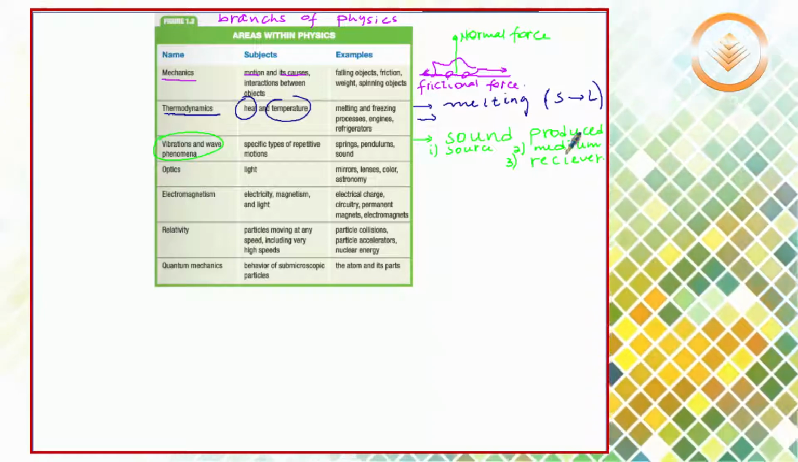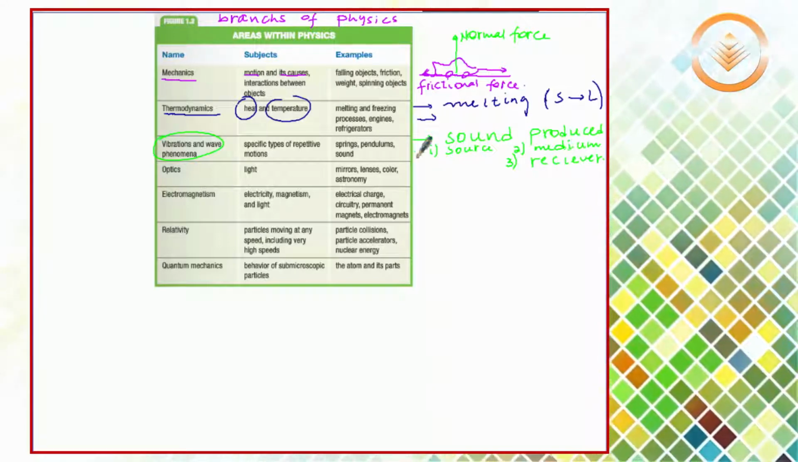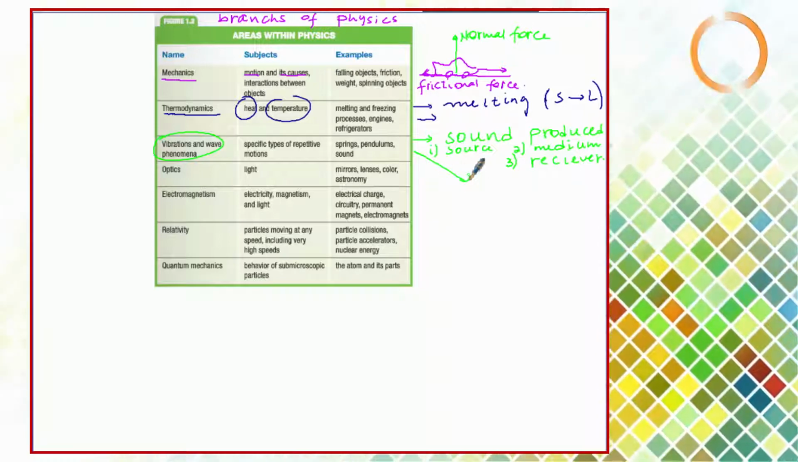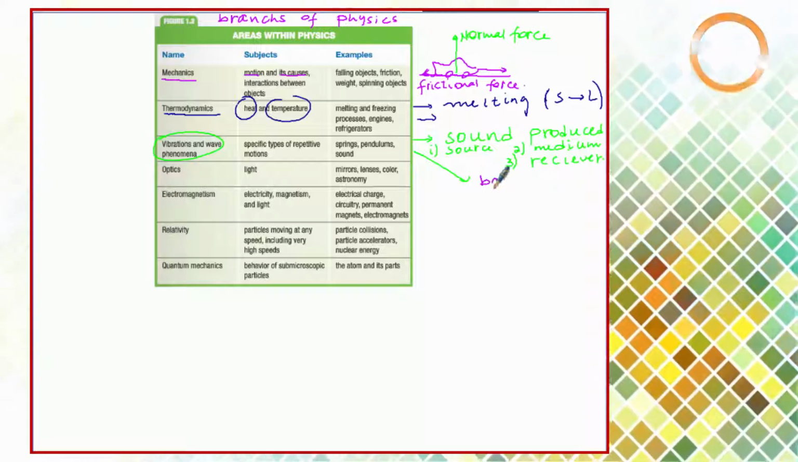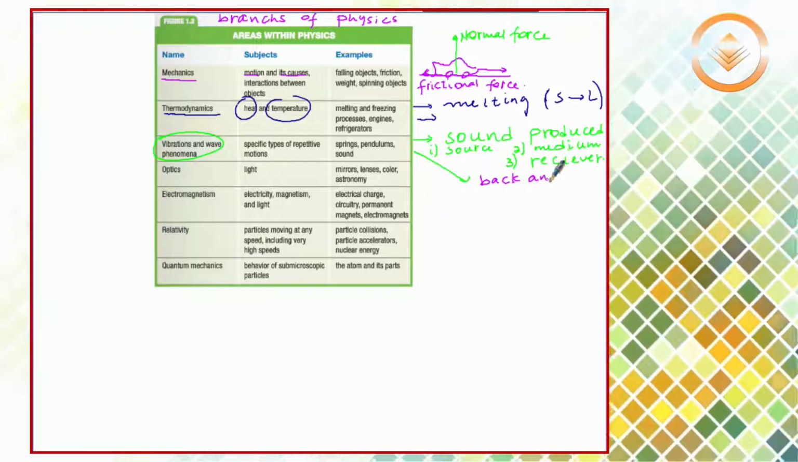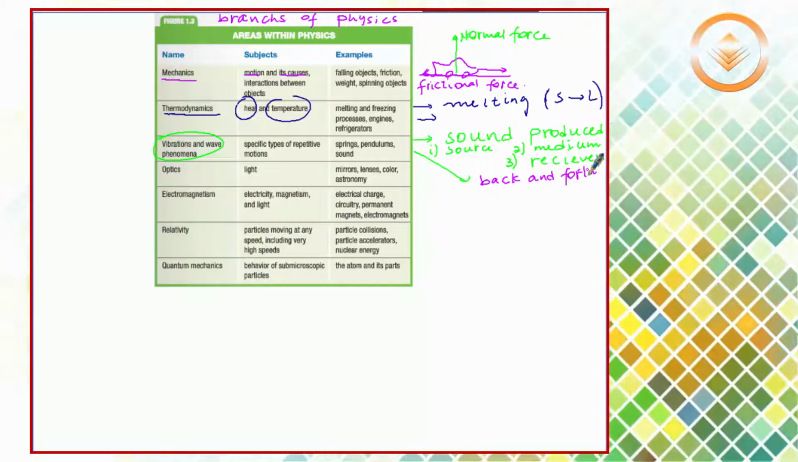And you also have to know the meaning of vibration. When you say vibration, we mean a back and forth movement, or to and fro movement.